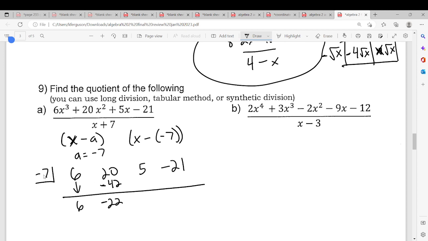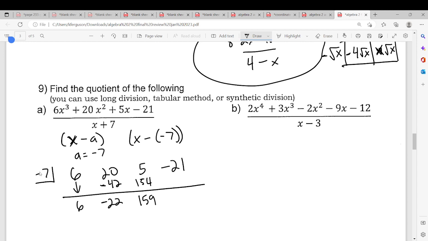So now I got negative 7 times a negative 22. Yeah, this is ugly. So that's 14 carry the 1. That's 14, 15. So that's a positive 154. So when I combine those, I get 159.